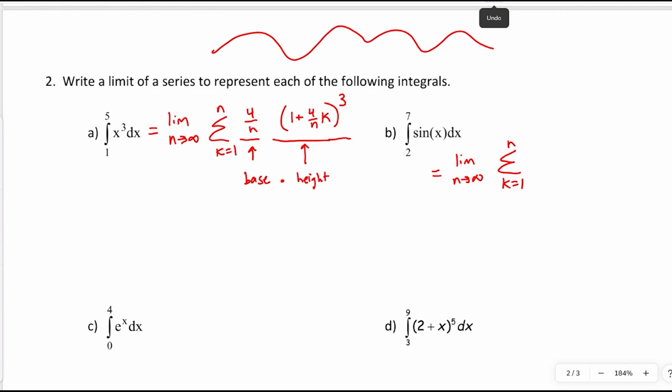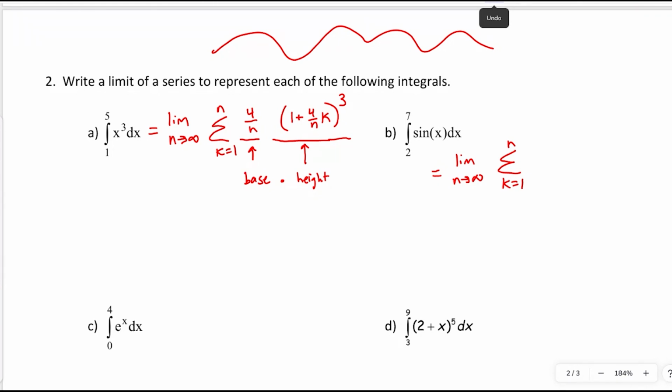Why do you start at k equals 1 instead of k equals 0? You could start at k equals 0, but then you'd have to adjust your expression. Basically, the k is like your rectangle count. We're going to start with the first rectangle.